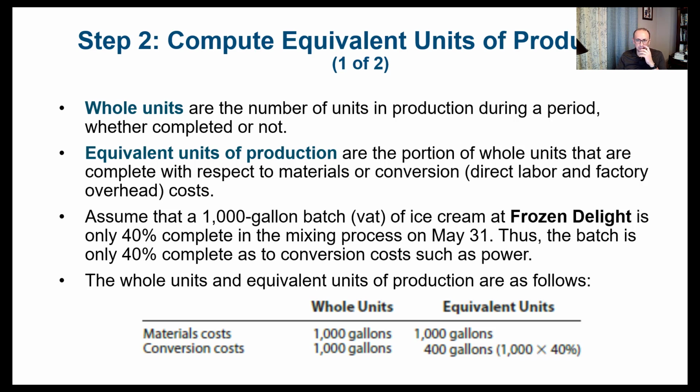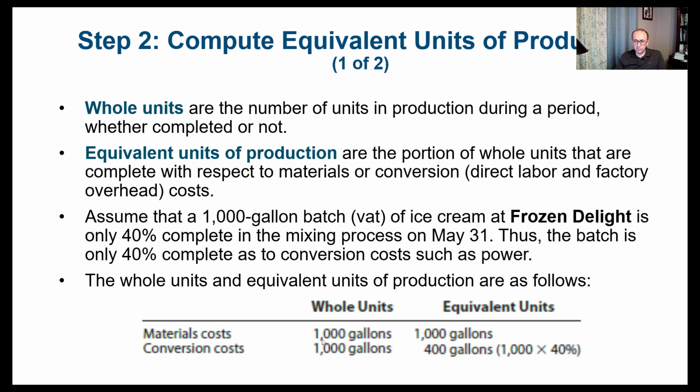So let's see this example. Assume that a 1,000-gallon batch of ice cream at Frozen Delight is only 40% complete in the mixing process on May 31st. Therefore, the batch is only 40% complete as to conversion costs such as power. So the whole units and equivalent units of production would be as follows.